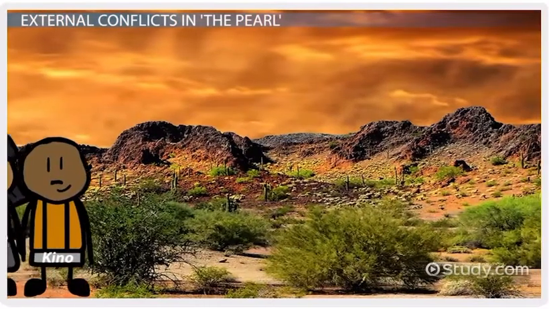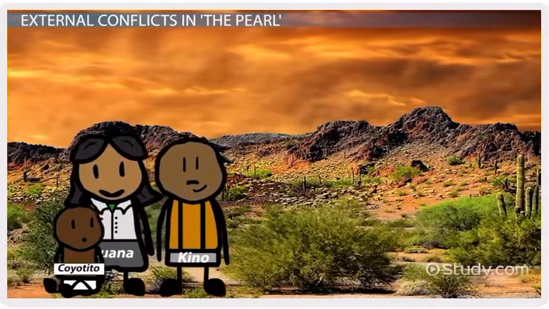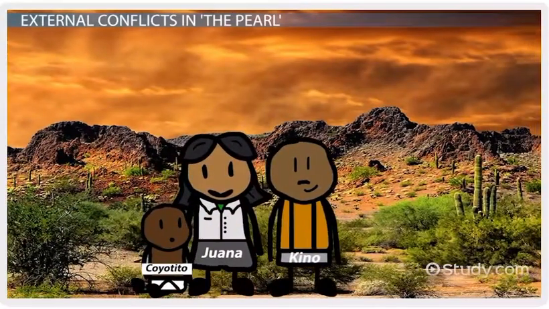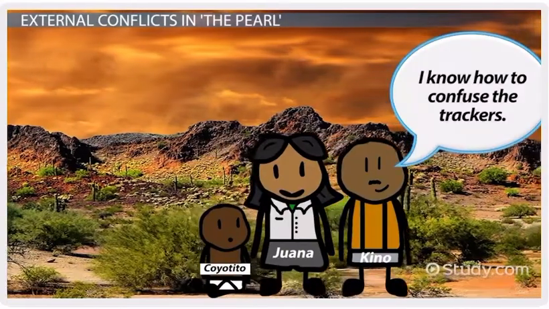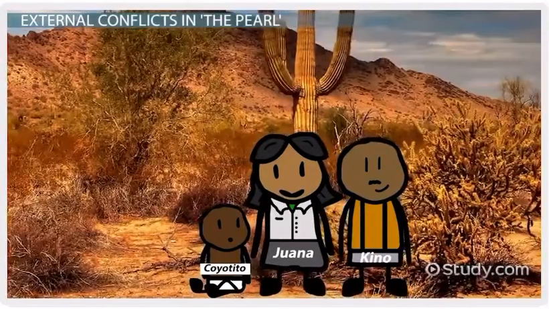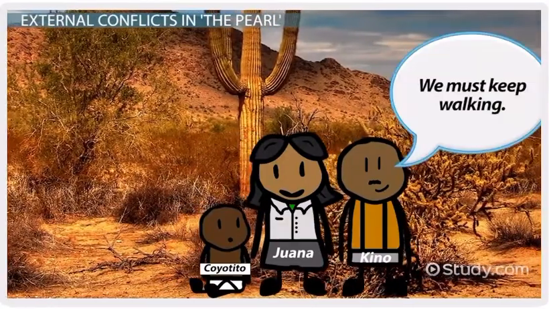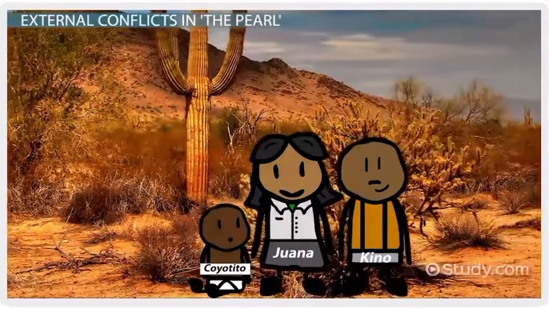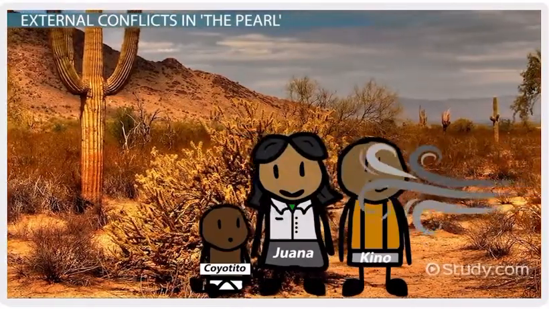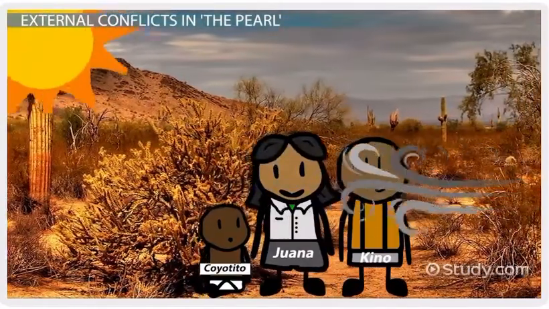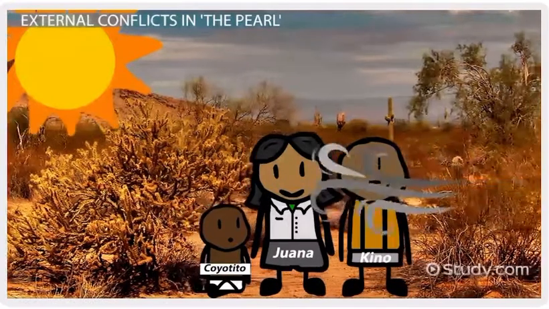The trackers continue to pursue them through the desert and into the mountains, scouring the land for clues. Kino has some knowledge of how to confuse the trackers, and he uses this to the best of his ability. And finally, let's look at the external conflict between Kino's family and the natural elements. To travel to the capital, Kino must take his family by foot across a desert and through the mountains. They face heat and fierce wind and find little cover.